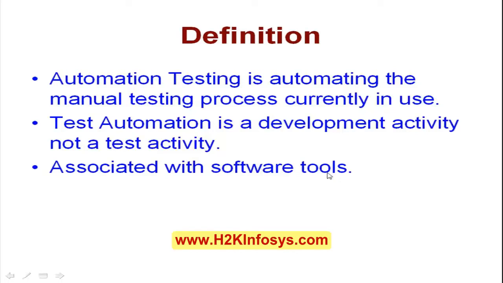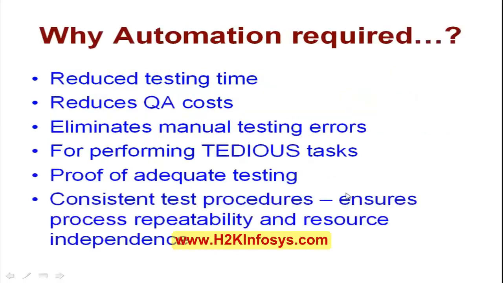Okay, we'll go further. Why automation is required. This explains why we should go for automation. If you want to reduce the testing time, if you go for automation, the time that we spend on quality assurance activities is going to be reduced. That is directly proportional to QA cost, because if you are spending less time, it is directly proportional to cost, right?